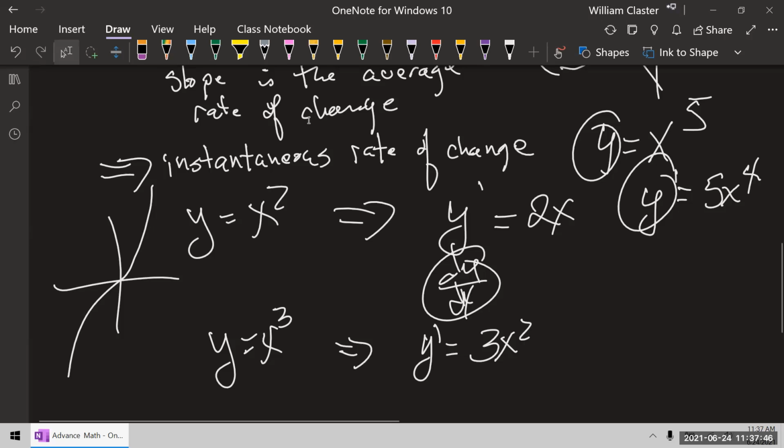Okay, now let me ask it once again. How many people did not know this? Please tell me how many people did not know this. 1, 2.